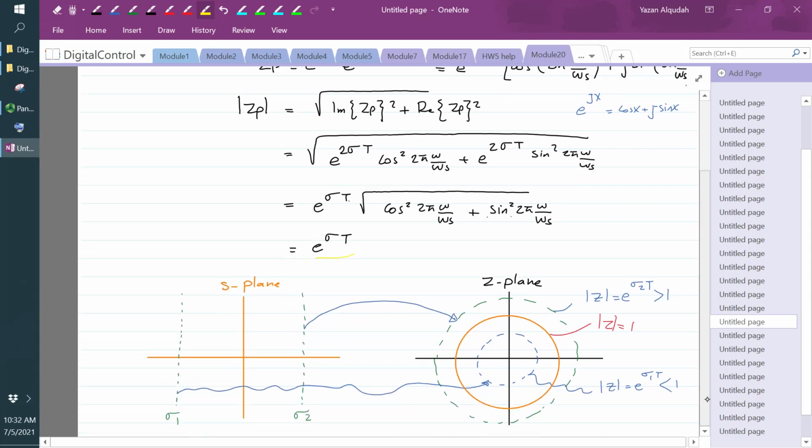To illustrate that, if I have poles along a constant sigma, this line here in the S domain represents all the poles that have the same sigma 1. This line here represents all the poles in the S domain that have sigma 2, the real part of it is 2. I know that all the poles along this sigma 1 line are going to map into a circle that has a magnitude equal to e^(sigma 1·T).